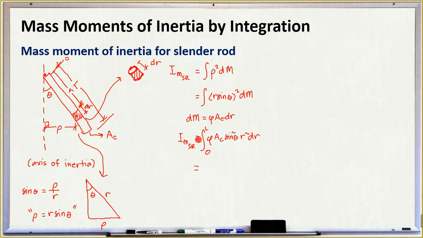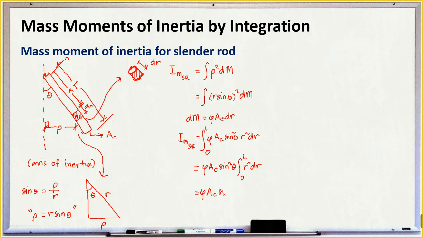Now, we can extract all the constants. Our density is constant, then the cross-sectional area of the rod, as well as our sine squared theta. So, we have our sine squared theta. So, what's left inside is r squared dr, from 0 to L. Simplifying further.